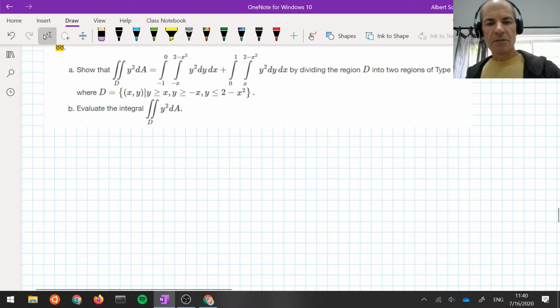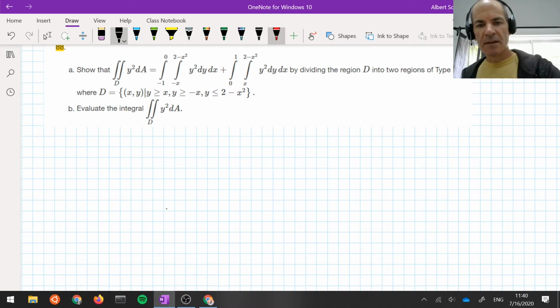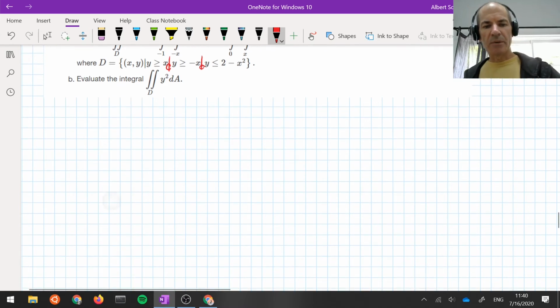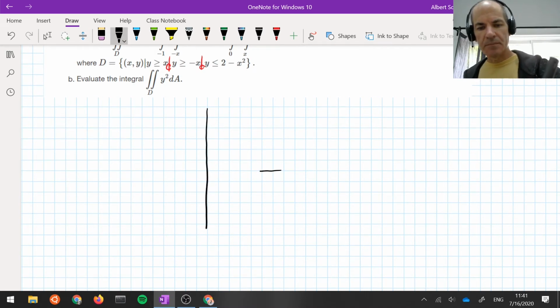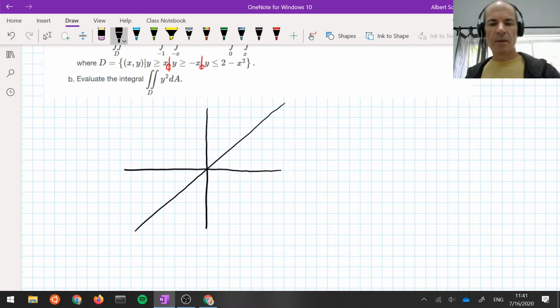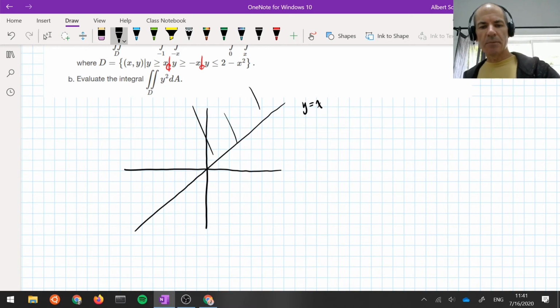The region D is given by three conditions. It's hard to pick them out here. You really have to pay attention to the commas. There's a comma here and a comma here. So we've got three conditions here. The first condition is that y is greater than or equal to x. So let's sketch the function y equals x. There's y equals x. And we're talking about everything above y equals x.